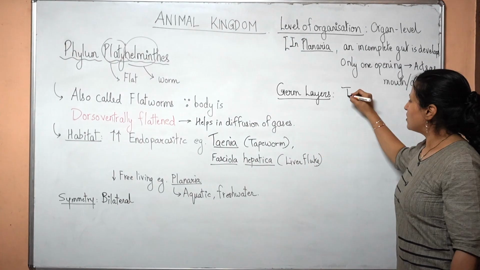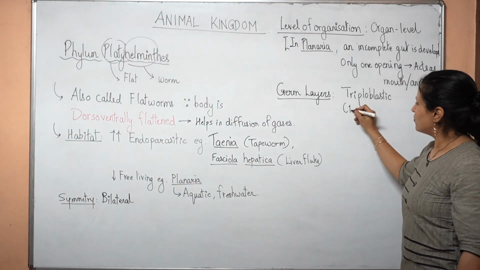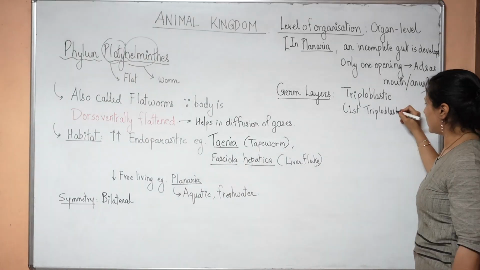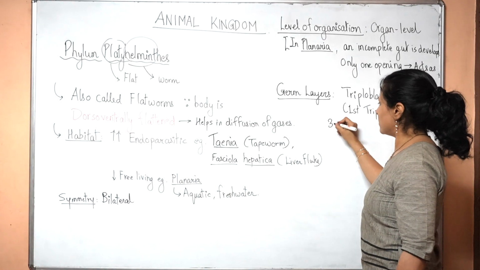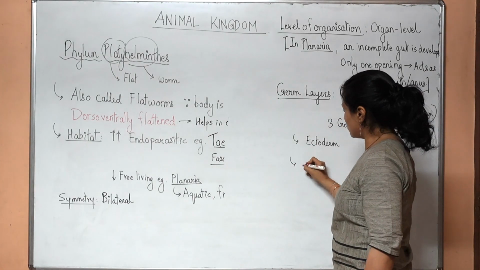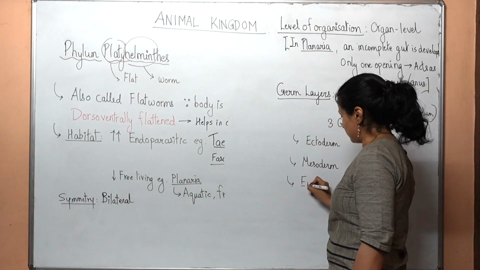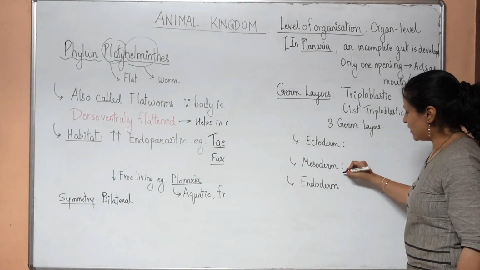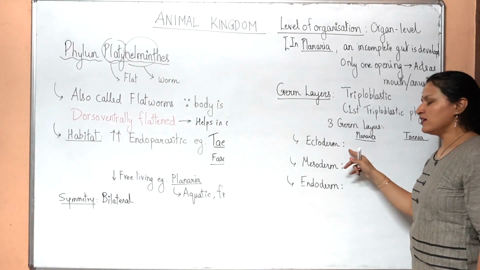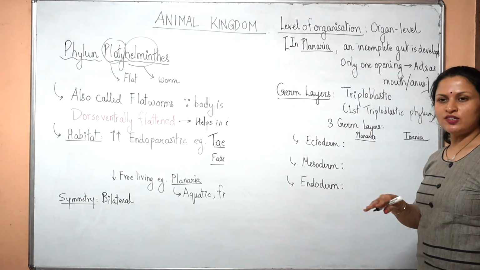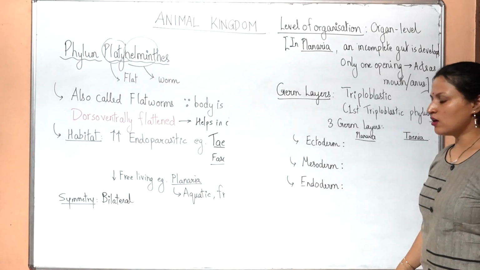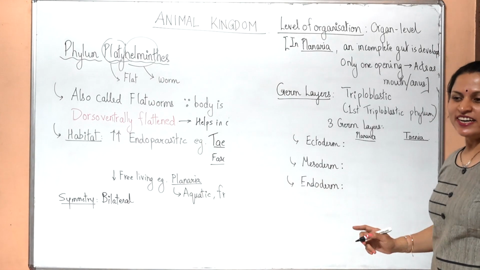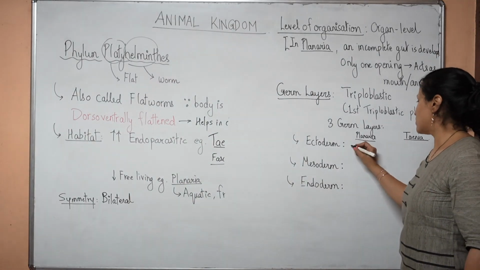Germ layers. Triploblastic. This is the first triploblastic phylum. They have developed 3 germ layers: ectoderm, mesoderm, and endoderm. What is the fate of this ectoderm, mesoderm, and endoderm in planaria and taenia? We will see. For planaria, this ectoderm will develop into the outer body wall, and it will be ciliated. A ciliated outer covering will be formed.